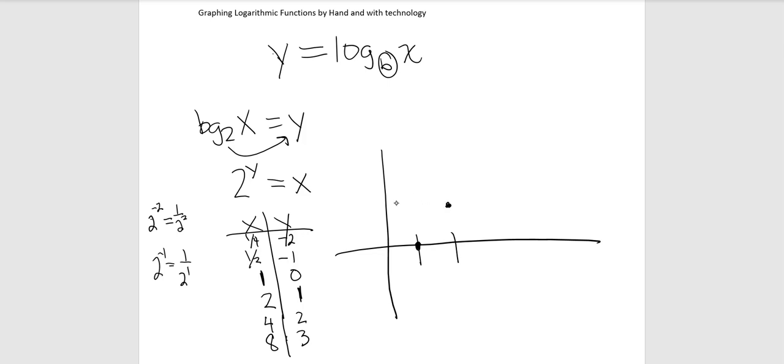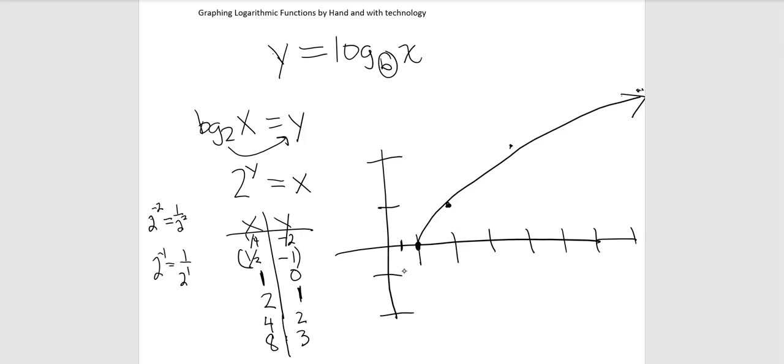If we think about that in terms of a graph, we're graphing (1, 0), (2, 1), (4, 2). We have to get out here to 8 to get up to 3. And then the 1/2 on the x-axis right here, if I graph 1/2, I'm at negative 1. 1/4, I'm at negative 2.